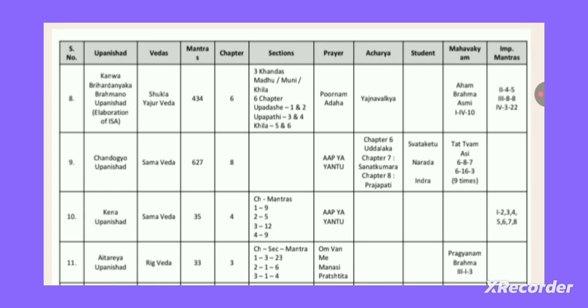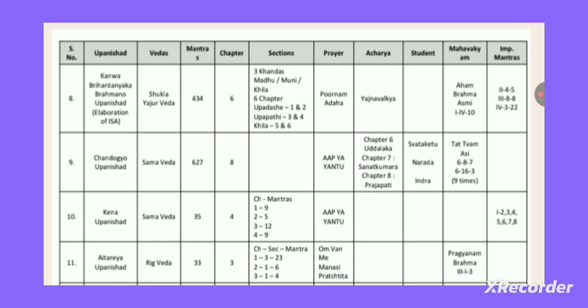Here in Kena Upanishad, the teaching is Pragnanam Brahma. Pragnanam means consciousness. Consciousness is Brahman. This is the Mahavakya. So this Kenopanishad talks about this Mahavakya in detail. So this is the introduction to Kenopanishad.